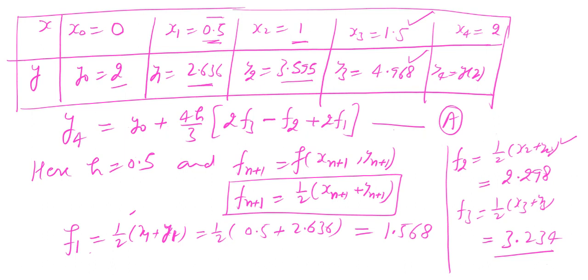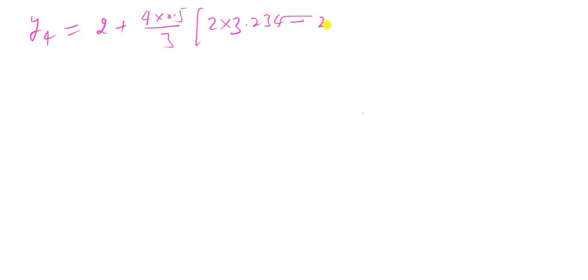y0 is 2, h is equal to 0.5, and f1, f2, f3 are these values in equation A. So putting the values of h, y0, f1, f2, f3 in equation A, we obtain y4 is equal to 2 plus 4 into 0.5 upon 3, 2 times of 3.234 minus 2.298 plus 2 times of 1.568, and simplify this with the help of the calculator.